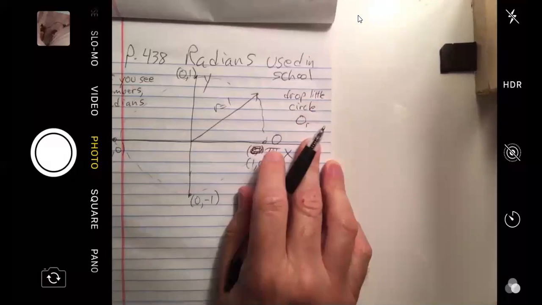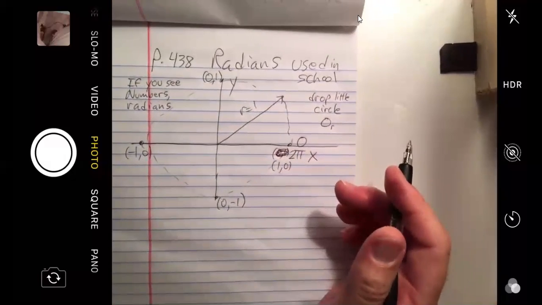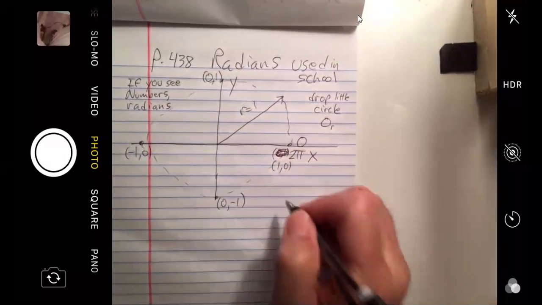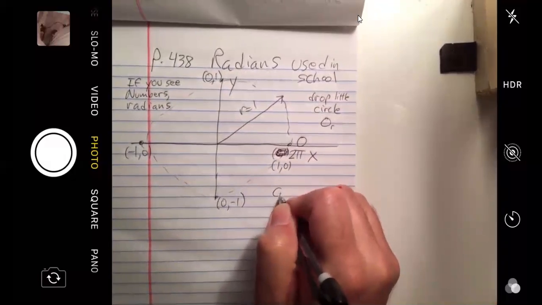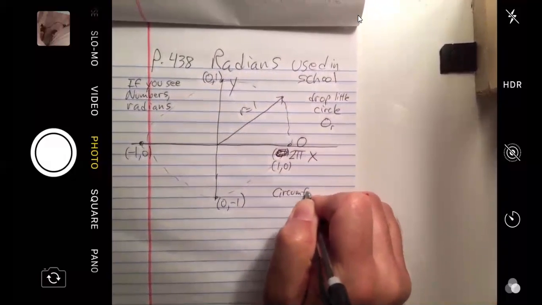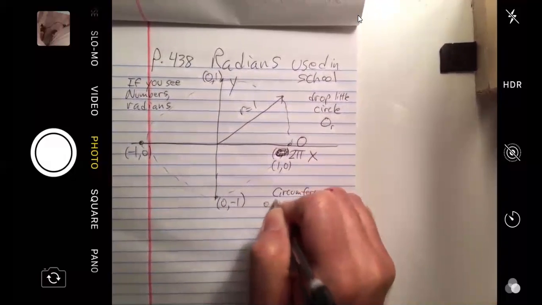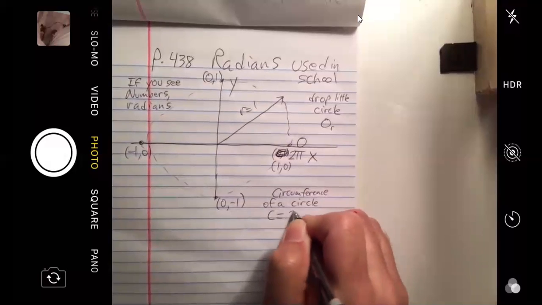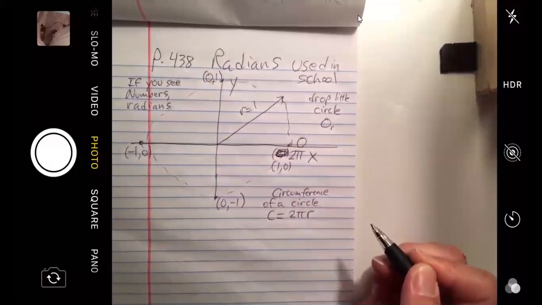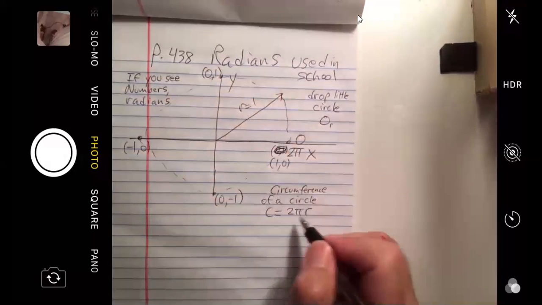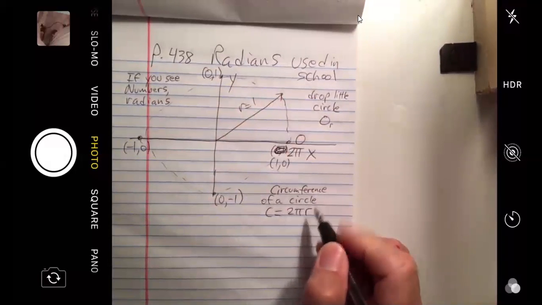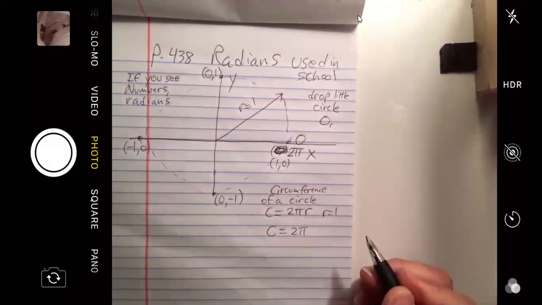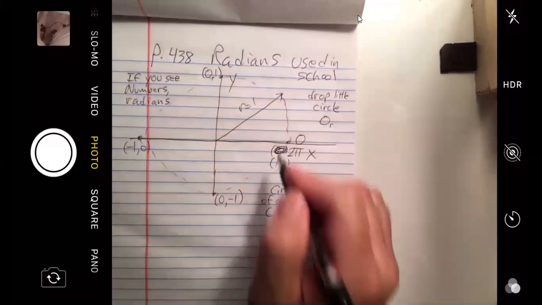If you want to know why that is 2 pi, well, if you remember, there's a formula for the circumference of a circle. They usually use C equals 2 pi r. You remember that? That's the distance all the way around a circle. Circumference C equals 2 pi times the radius. And if r equals 1, then your entire circumference is 2 pi. Once around, 2 pi.